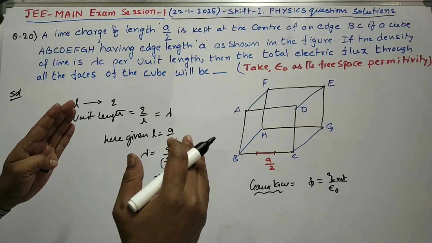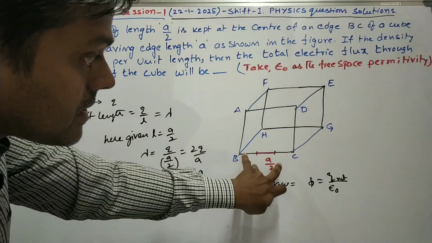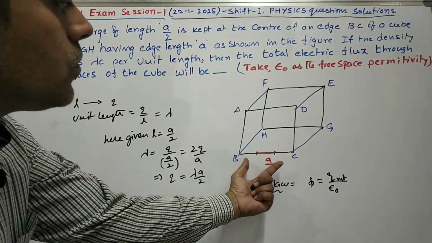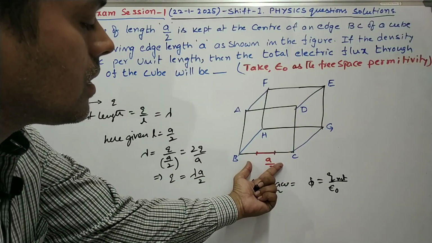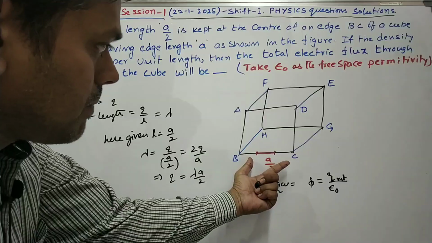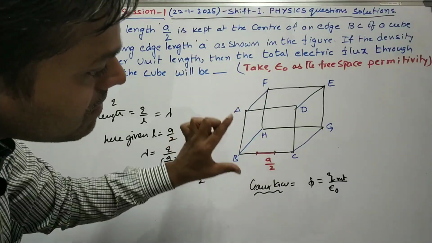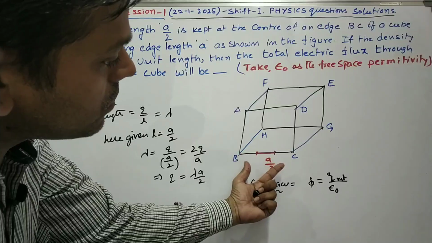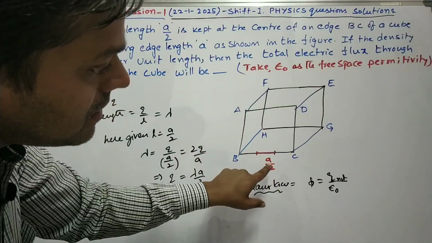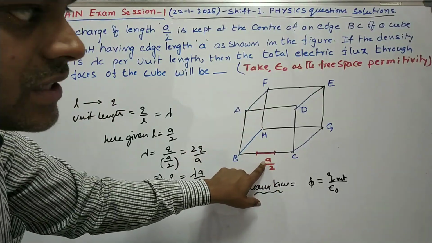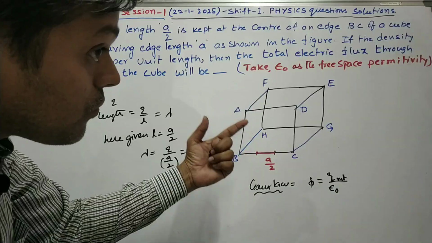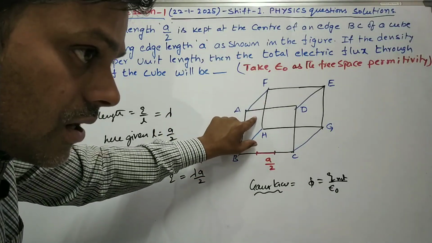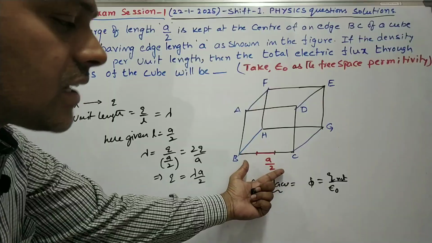If you want to calculate the total electric flux, you must imagine a Gaussian surface enclosing this linear charge density. To enclose it, you have to imagine 3 more cubes, so that at its center the linear charge is located. Those 4 cubes, including this one, share the total electric flux.